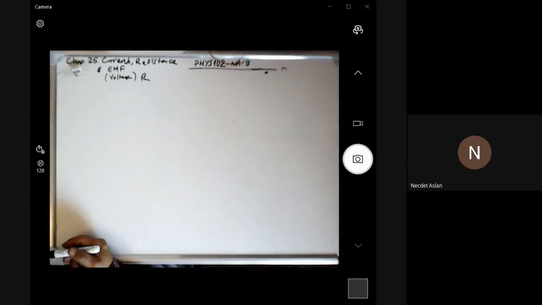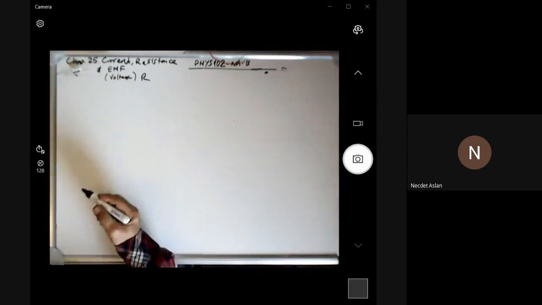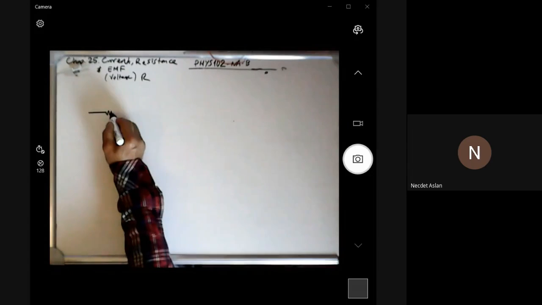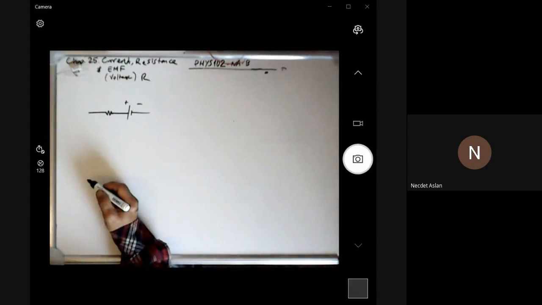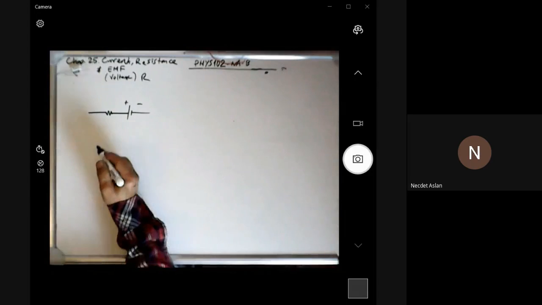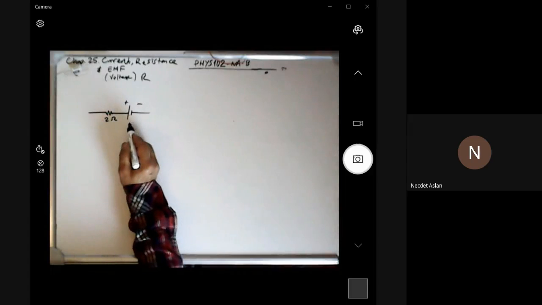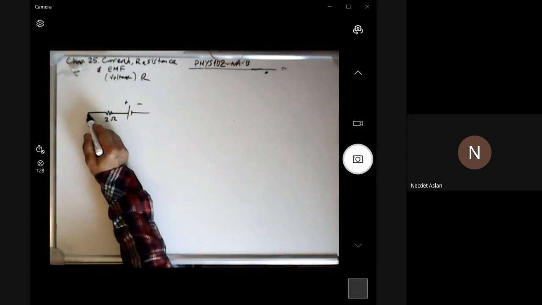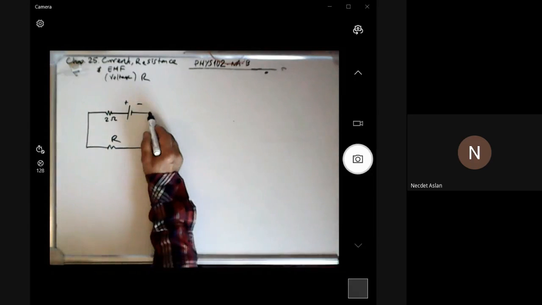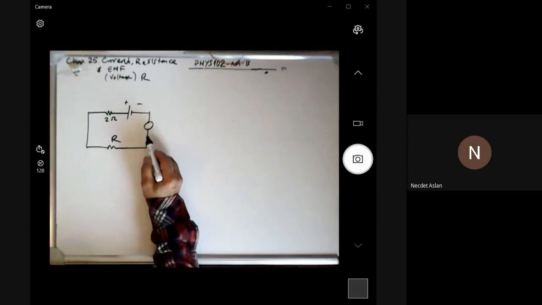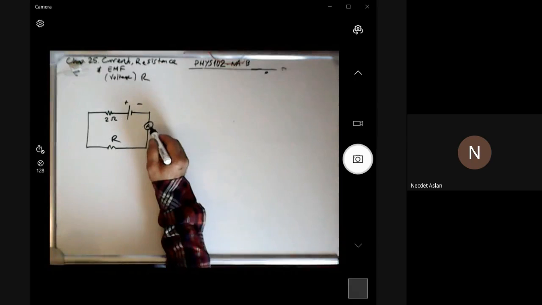So we have this circuit here now. We have a resistance and a battery, plus and minus. Resistance is 2 ohms. This is 2 ohms. This is the internal resistance of the battery. And it is connected to a resistance. And we put an ammeter, or ampere meter.